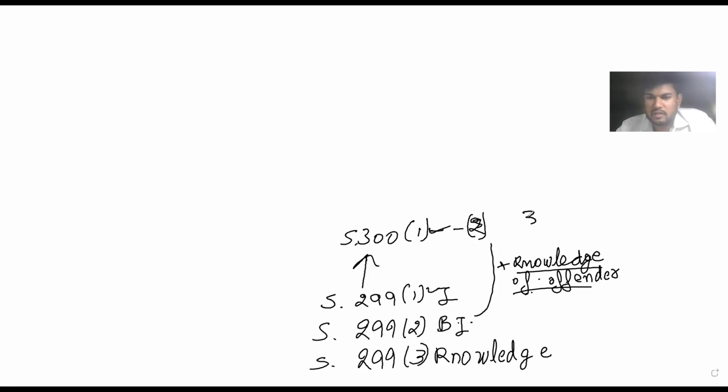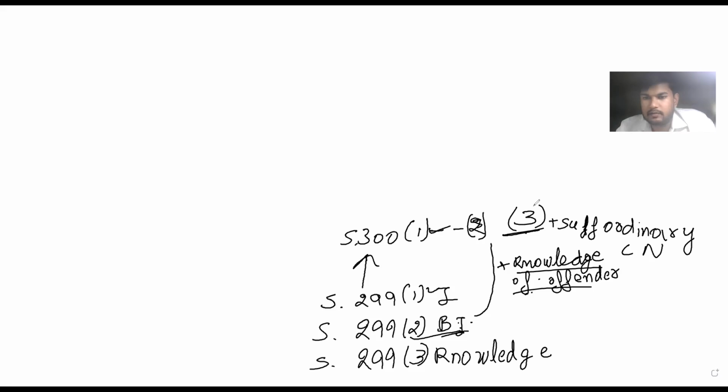302. 303, if the bodily injury which was caused here, 299 2, is sufficient in the ordinary course of nature to cause death. Sufficient in ordinary course of nature. Okay. If it is sufficient in the ordinary course of nature, it will be 303.